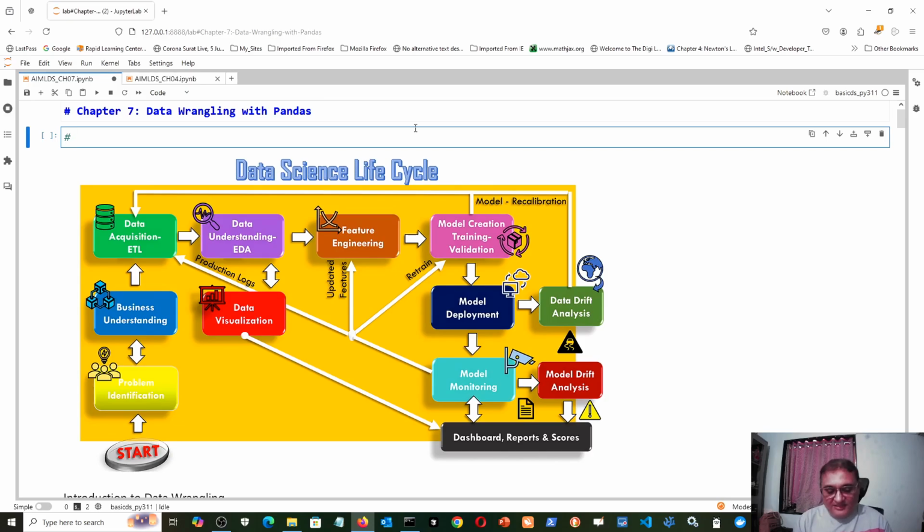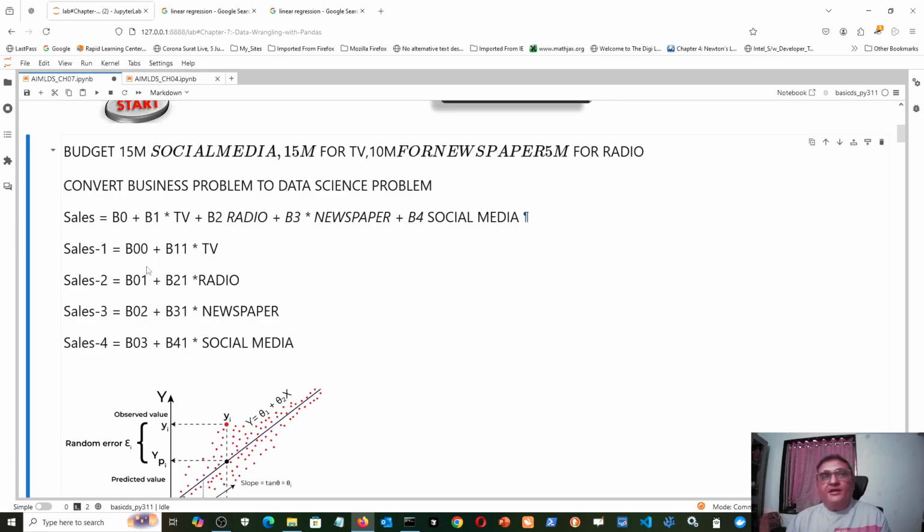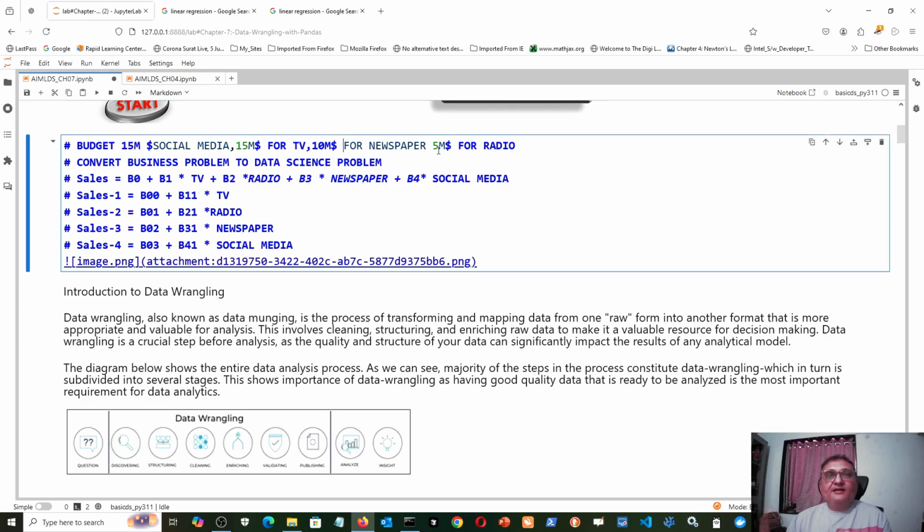So his budget is like this. The total budget was 40 million, among which 15 million was spent on social media, 15 million on TV, 10 million for newspaper, and then 5 million for the radio.